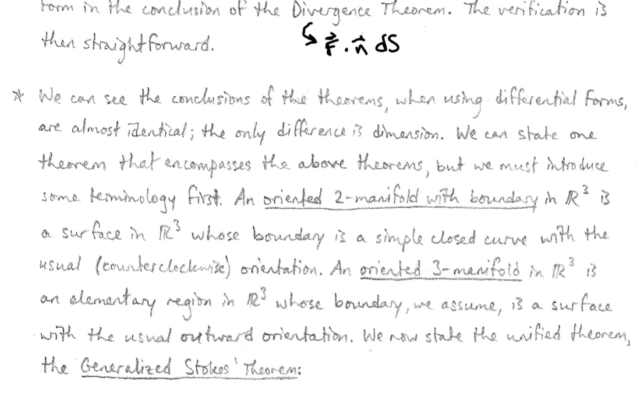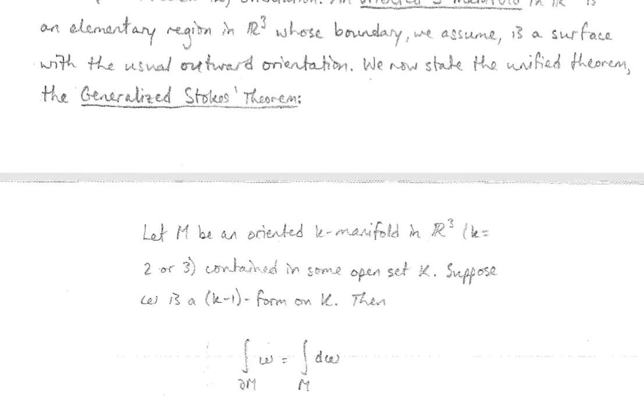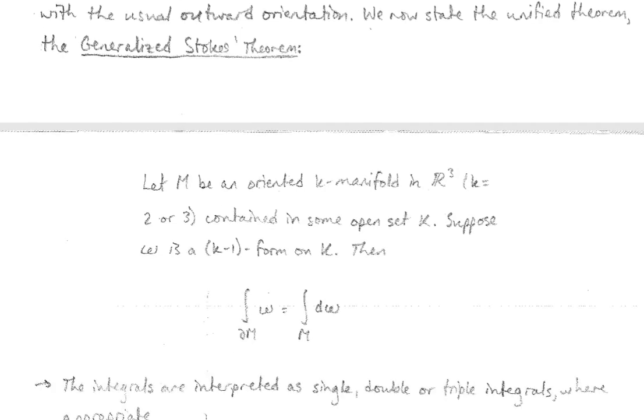Now, we're going to finally state the big master theorem. Here it is. It's called the Generalized Stokes Theorem. Let M, capital M, be an oriented k-manifold in R3. For our purposes, k is usually 2 or 3, contained in some open set K, K being a subset of R3. Suppose omega is a (k-1)-form on our open set capital K. Then the integral of the differential form around the boundary of the manifold is equal to the integral over the manifold itself of the derivative of our differential form.